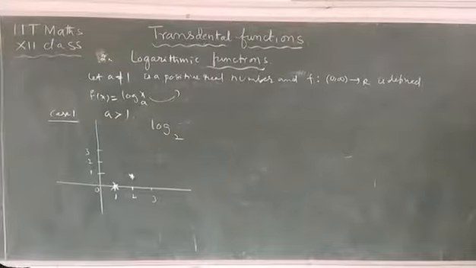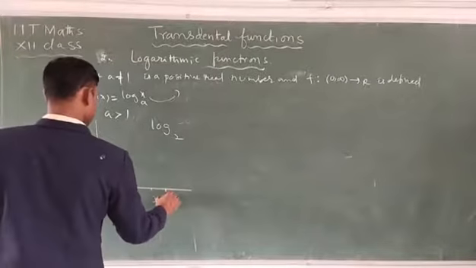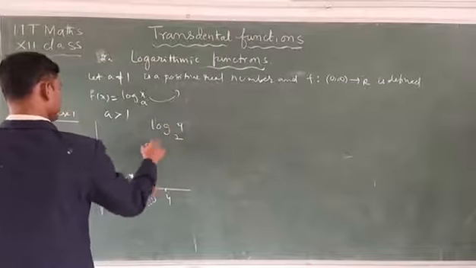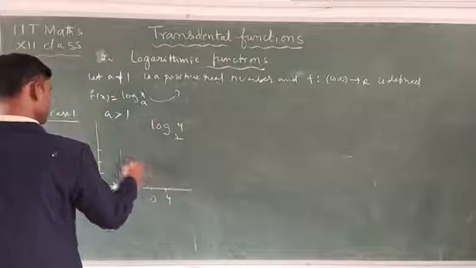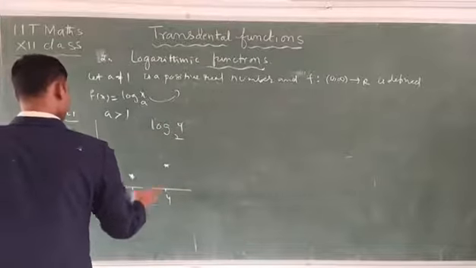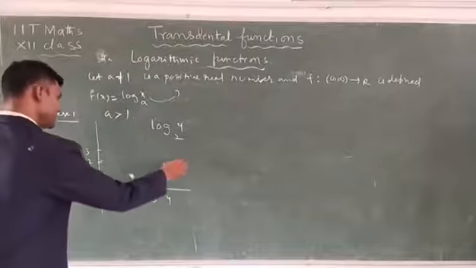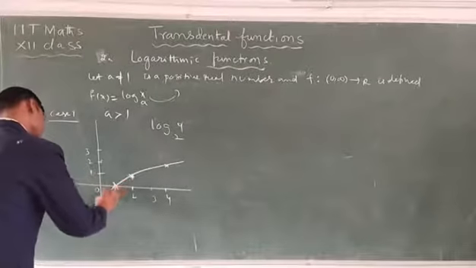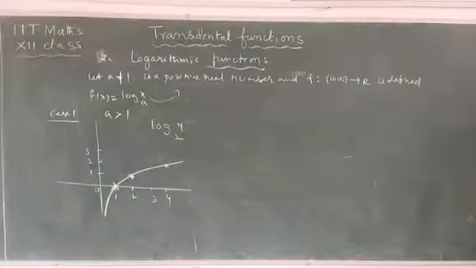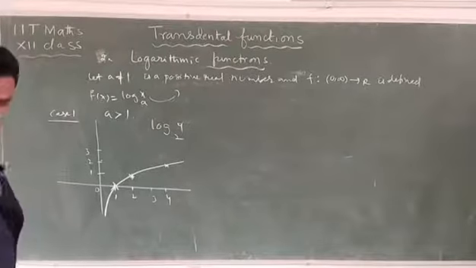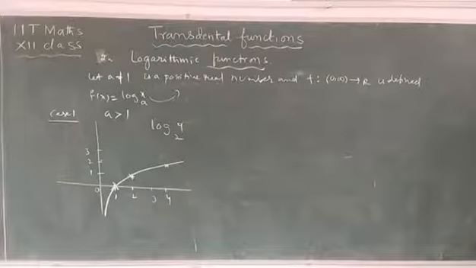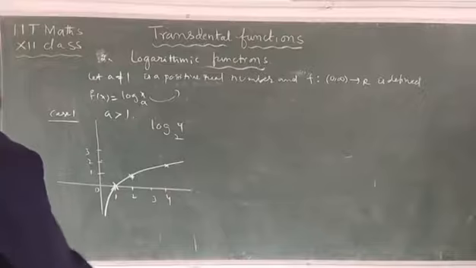Next you can take 4, that means 2 squared, so log 4 base 2 is 2. Okay, then this is the graph. Now this is one case completed. Another case, the second one.